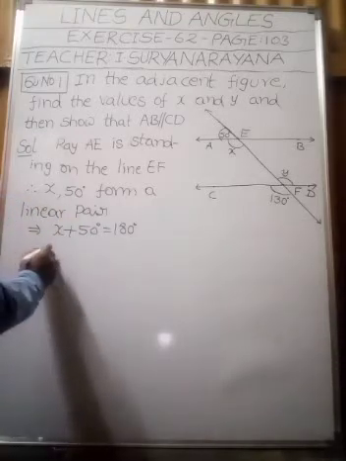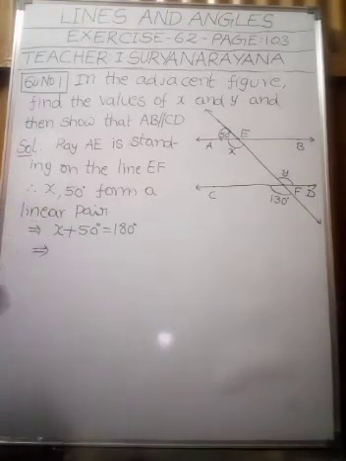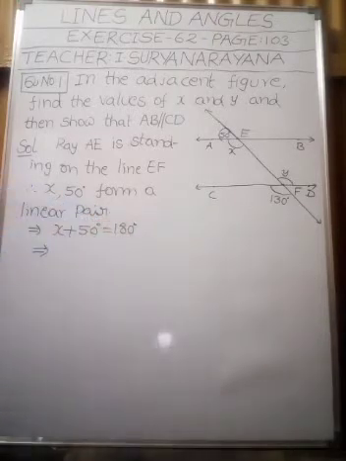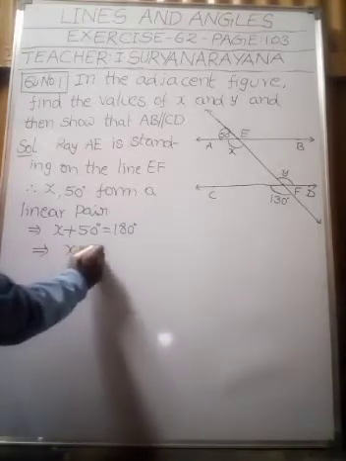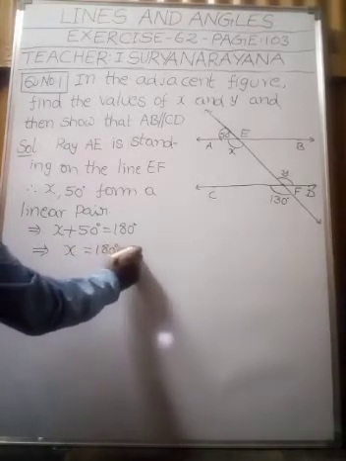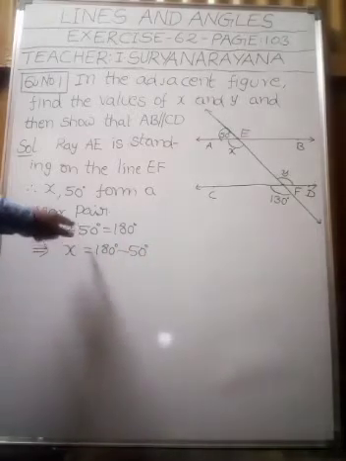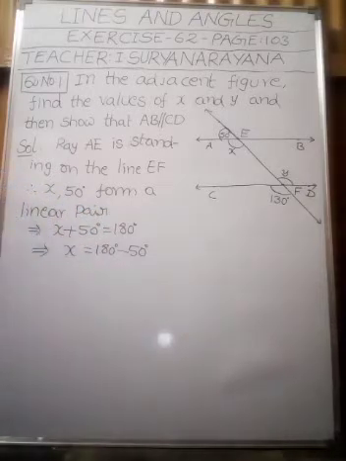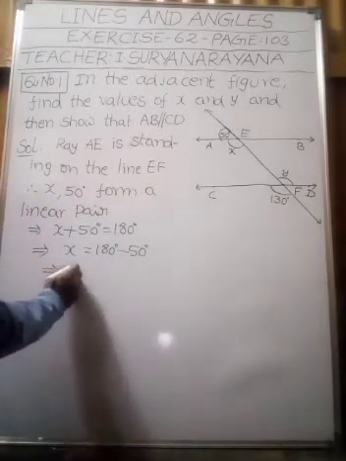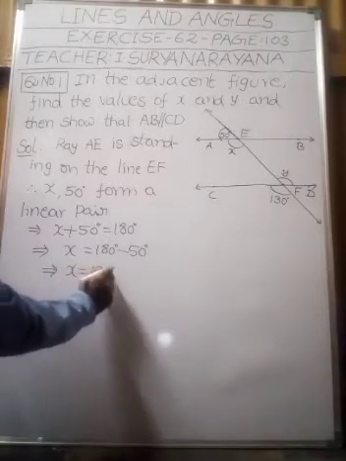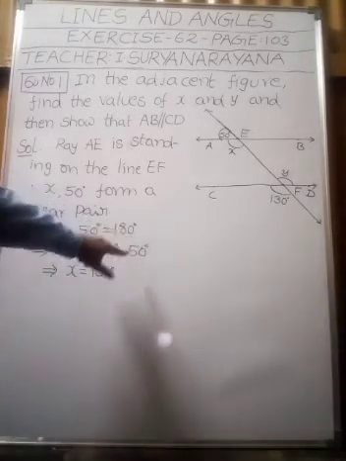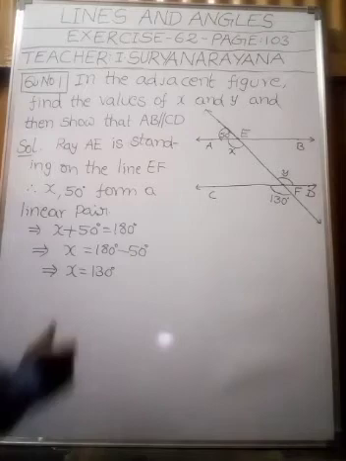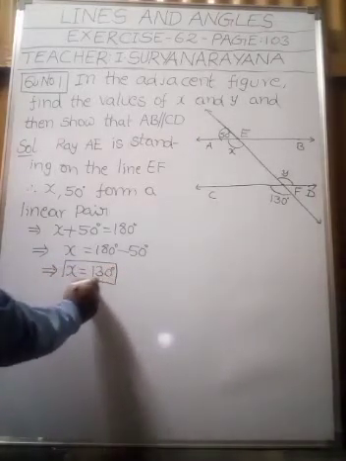Let us solve this equation for x. We transpose 50 degrees to the RHS. This implies x is equal to 180 degrees minus 50 degrees, since plus 50 degrees changes to minus 50 degrees. This implies x is equal to 180 degrees minus 50 degrees. What will you get here? 130 degrees. This is the value of x. Understood, my dear children?